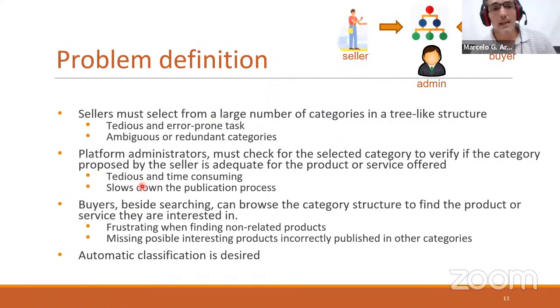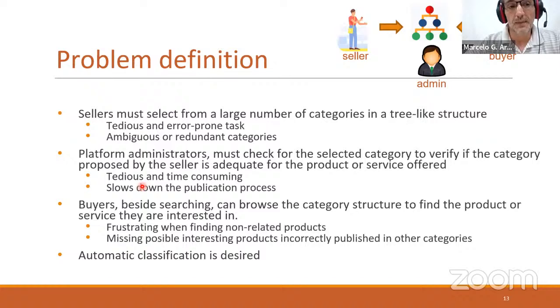So what was the problem that the company has? Mainly the large number of categories that the site has to classify the products. Sellers have to choose among these categories, which is a very tedious and error-prone task because some categories are redundant or ambiguous, so sellers may make a mistake when selecting the category. The main problem was that the administrators of the platform have to manually check the category selected by users to verify whether it is adequate for the product or service offered. This is also tedious, time-consuming, and slows down the publication process, since until the administrators, of which there are 3 on the site, check the publication, it is not available for buyers.